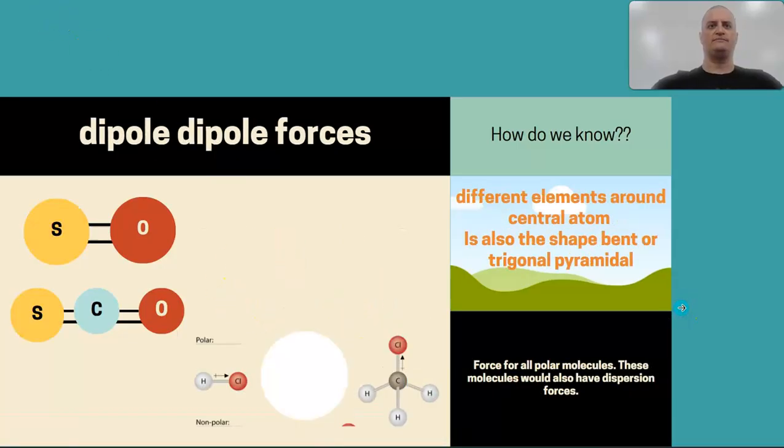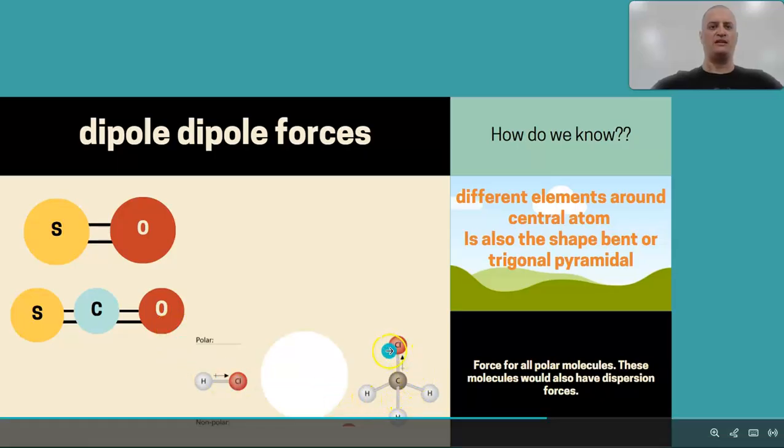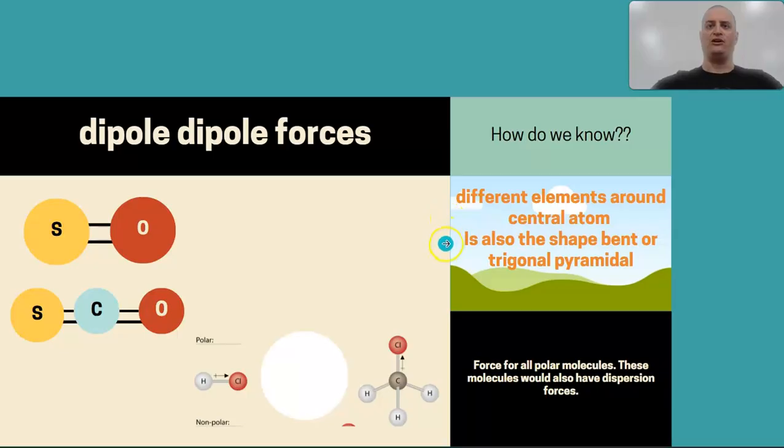Next in line, dipole-dipole forces. These are polar molecules, whether it's a linear with two elements bonded, another linear with multiple elements around the central atom, or something tetrahedral, where we'd have an imbalance of charge. So again, these are different elements around the central atom. Could also be the shape bent or trigonal pyramidal. An example here is tetrahedral, which can be polar because we have some different elements around the central atom. This is the force for all polar molecules. These again would also have dispersion forces.